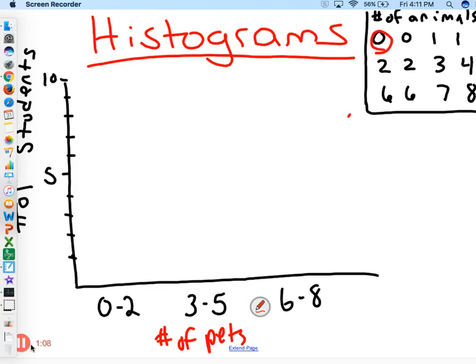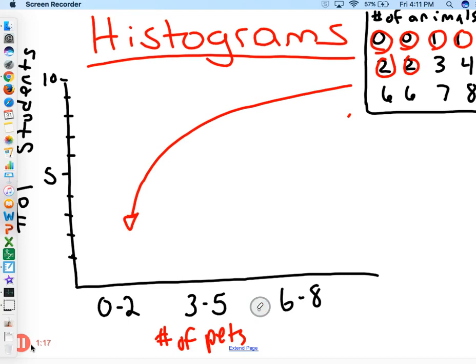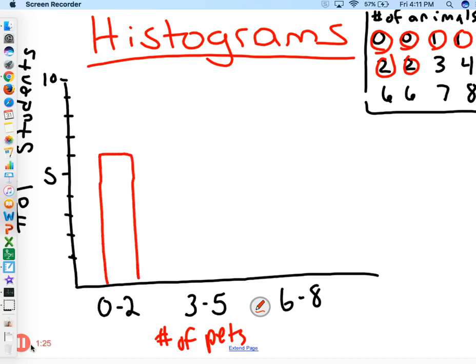The 0, the 0, the 1, the 1, and the 2, and the 2 are all going to drop into the 0 to 2 bin. So in my 0 to 2 bin, there are going to be 6 numbers. So I'm going to make my bar go up to 6.